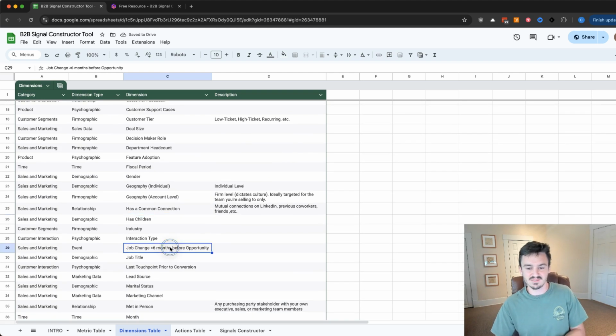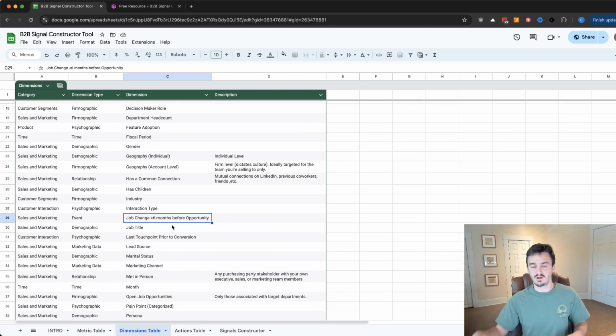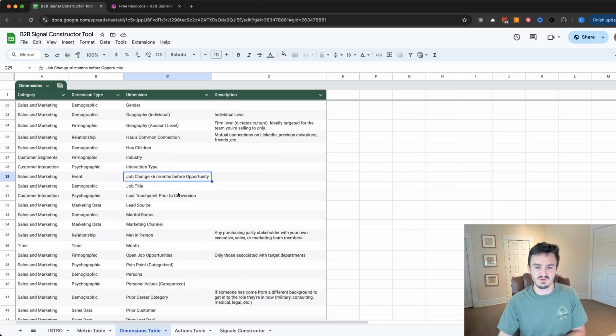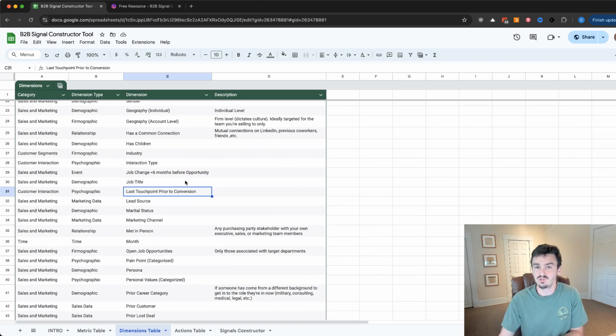And then we have event-based that you might have thought of in your sales or marketing process before, which is the job change less than 6 months before an opportunity was created. So we're putting a flag in the ground there of when we're measuring that or what time frame we're measuring that with. We have last touch point prior to a conversion. So this would be the last measurable touch point prior to someone actually turning into a contact or going to the next deal stage or turning into a customer. And so we can break this dimension down into various conversions as well. So that's another dimension.